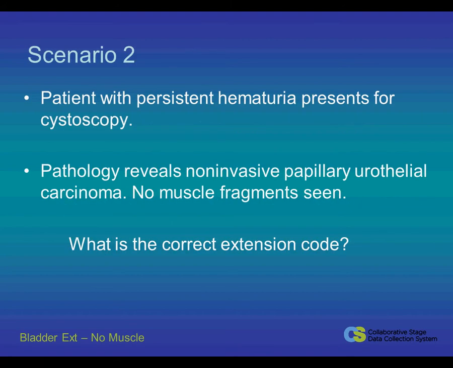Let's look at the next scenario. This patient again has persistent hematuria and presents for cystoscopy. The pathology reveals non-invasive papillary urothelial carcinoma, no muscle fragments seen. So what is the correct extension code?